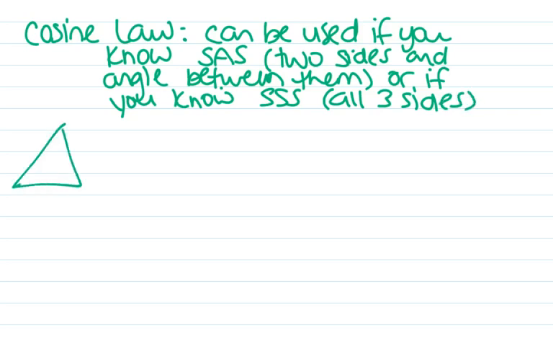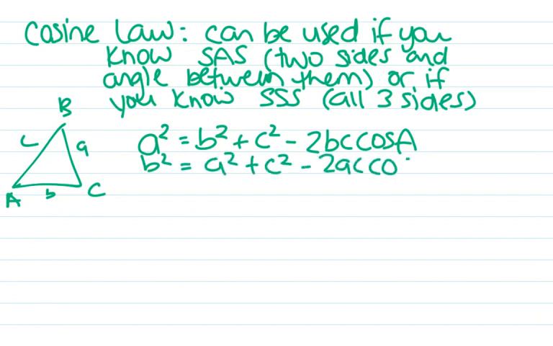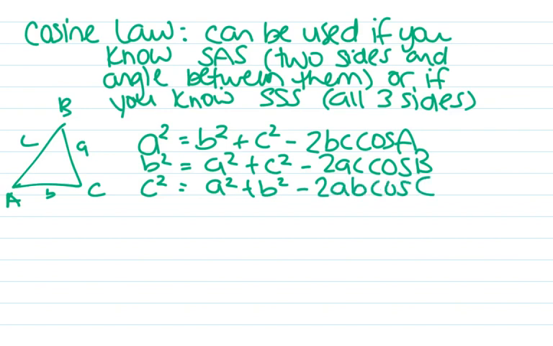And using triangle ABC again, the cosine law is a squared equals b squared plus c squared minus 2bc cos A. Or it can be rearranged to be b squared equals a squared plus c squared minus 2ac cos B, or c squared equals a squared plus b squared minus 2ab cos C. All right, so let's do an example using this.